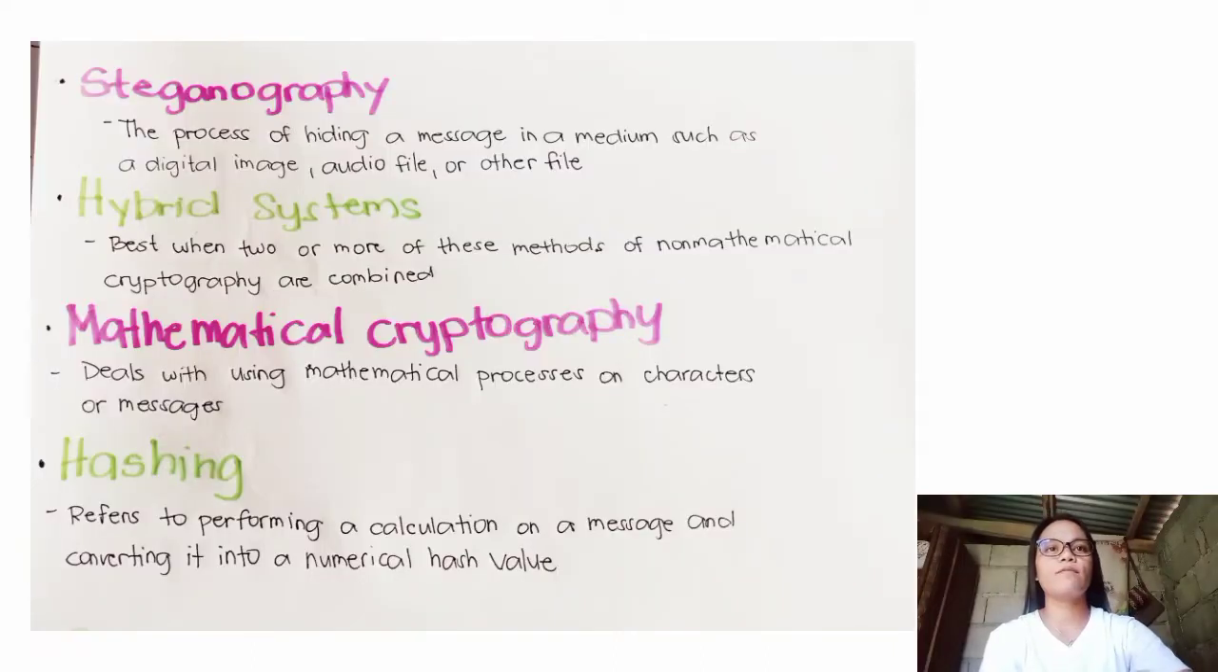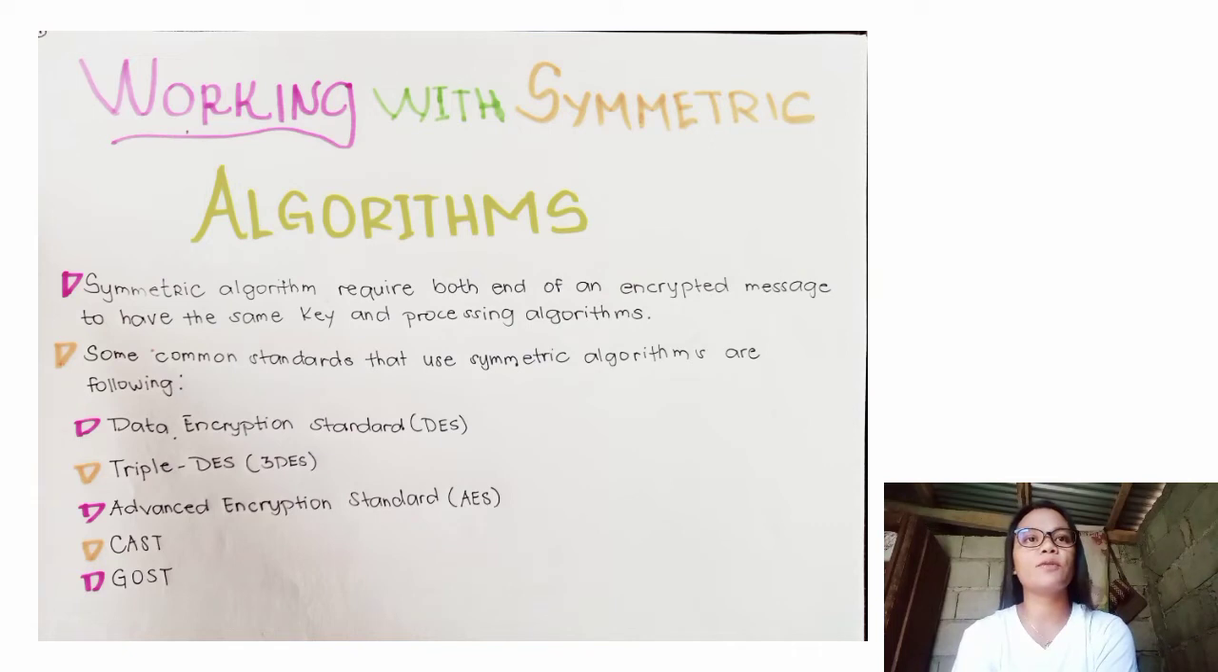And next, we have steganography, the process of hiding a message in a medium such as a digital image, audio file, or other file. We have also hybrid systems, best when two or more of these methods of non-mathematical cryptography are combined. Mathematical cryptography deals with using mathematical processes on characters or messages. The last, hashing, refers to performing a calculation on a message and converting it into a numeric hash value. And next, we have also working with symmetric algorithms.